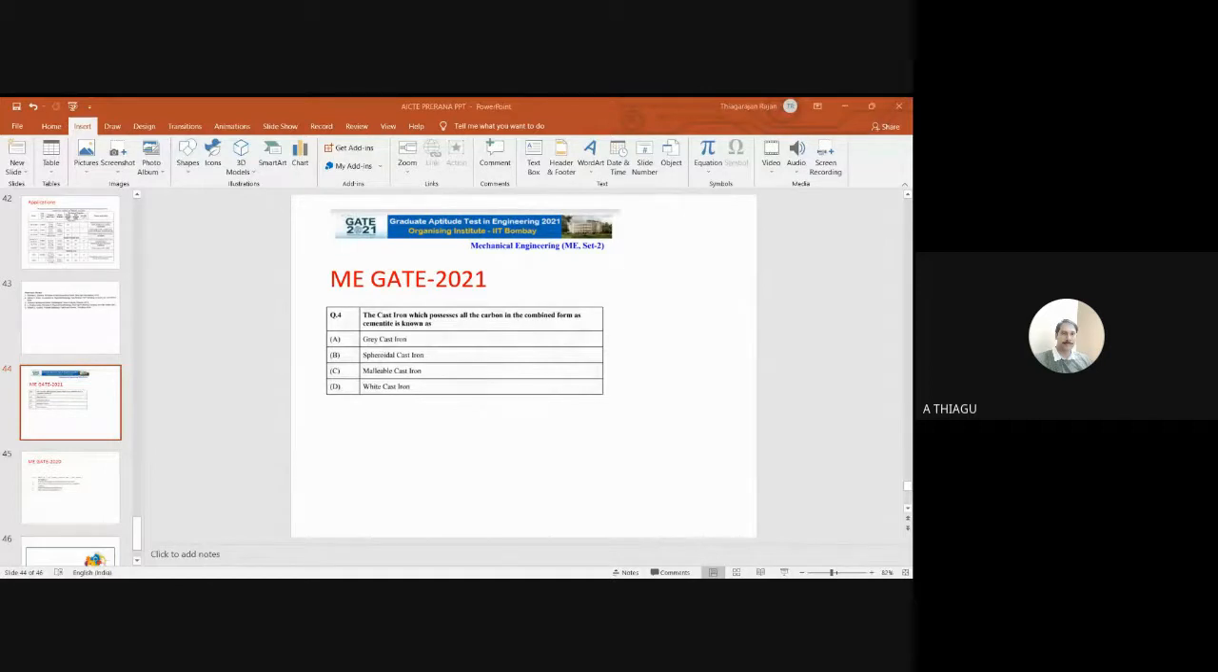The cast iron which possesses all the carbon in the combined form of cementite is a 2021 GATE question. Now the answer is there in the content we already covered. Can anyone judge the correct answer? Which one is correct? Out of 39, only one responded. Okay. Any try or any guess? The possible answers. No one will even try.